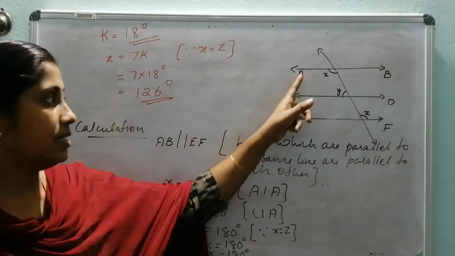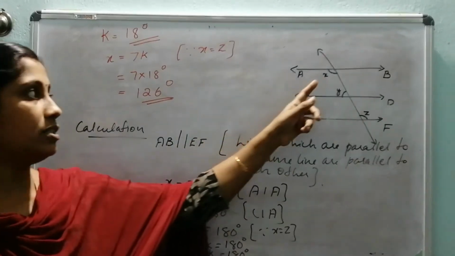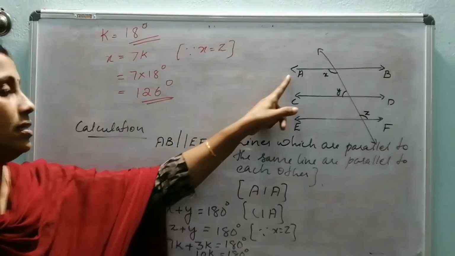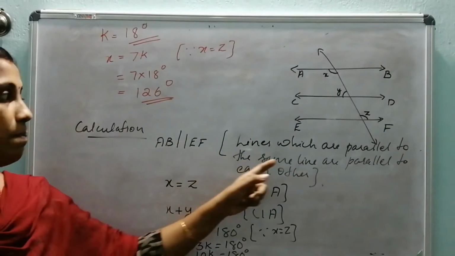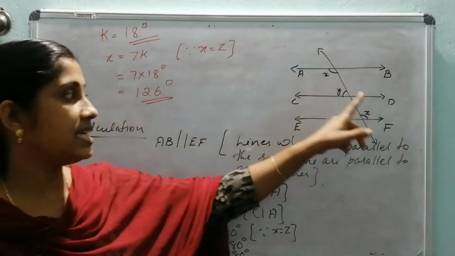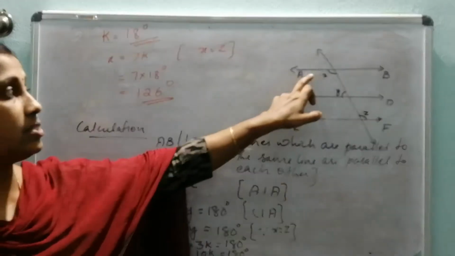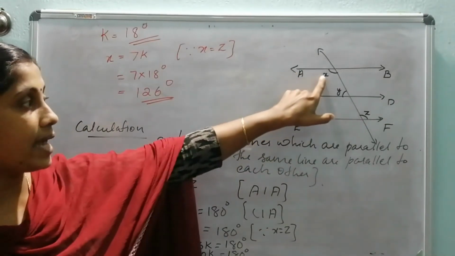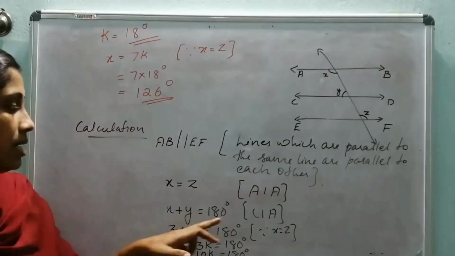It is given that AB parallel to CD, CD parallel to EF, and we have to find out the value of x from here. Since these lines are parallel, we can say that AB parallel to EF also. Lines which are parallel to the same line are parallel to each other. So we can say that these x and z are alternate interior angles and they are equal. Also, these two lines are parallel, so these two angles are co-interior angles. And if the lines are parallel, co-interior angles are supplementary.